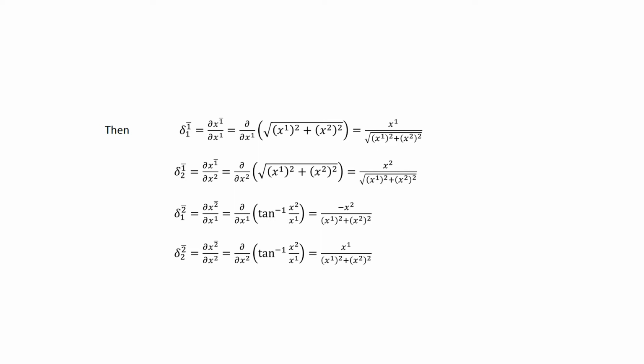And the last term, delta 2 bar 2 is equal to partial x2 bar over partial x2. Here we are taking the derivative of x2 bar with respect to x2, and again x2 bar is equal to tangent inverse x2 over x1. When it is differentiated with respect to x2, we got the answer x1 over x1 square plus x2 square.